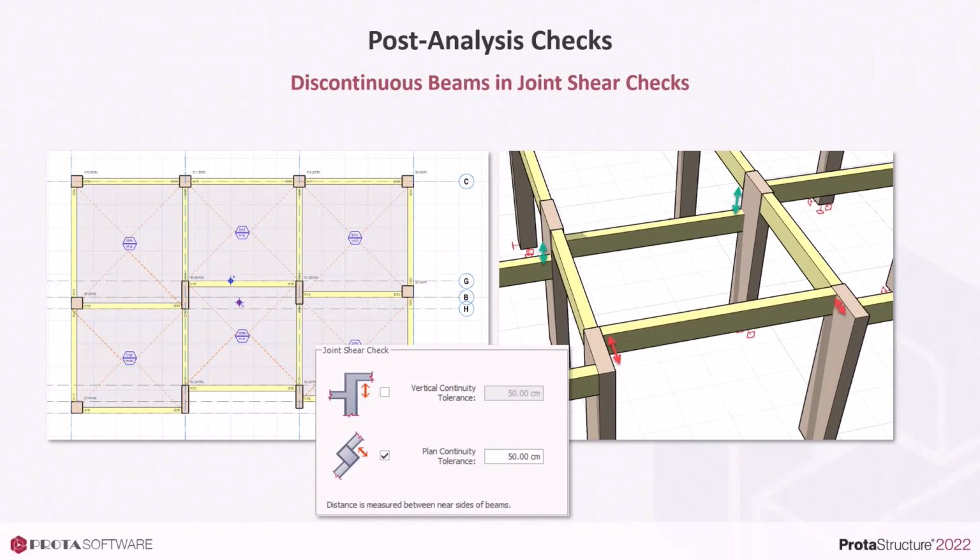For the beams spanning into the columns from different axes or elevations, you can treat them as continuous or not in joint shear checks. Vertical and planar continuity tolerances can be utilized to achieve this.